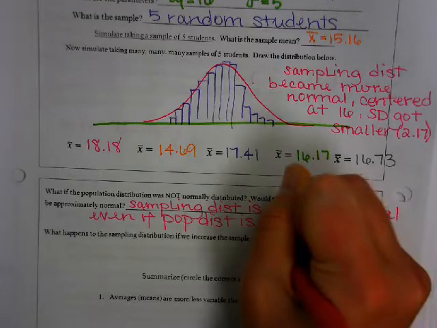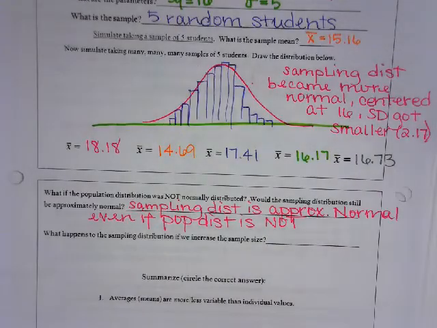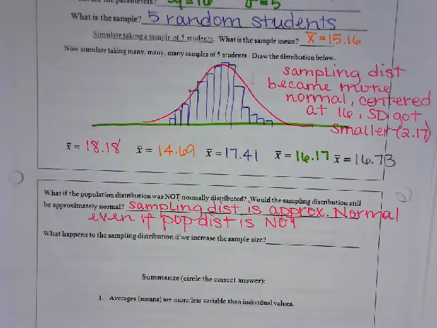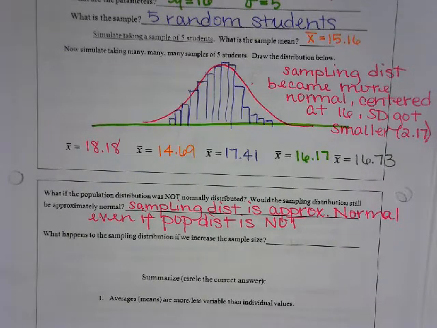What would happen to the sampling distribution if we increase our sample size? Decrease variability. Thank you.